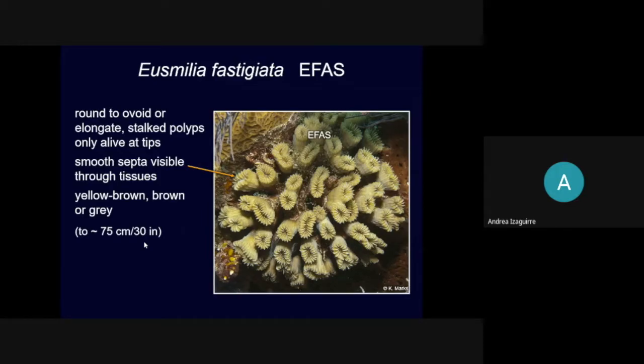But that's just the polyp itself. The colony can grow quite big, whereas our Eusmilia fastigiata, or EFAS, each polyp at the top is only going to be around 1 to 3 centimeters. So again, size is a really good one with this. And just visually, it has very distinct septa, it has a dead base, it has that color, and it sometimes has a very distinct purple color.